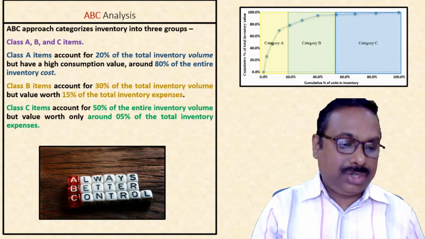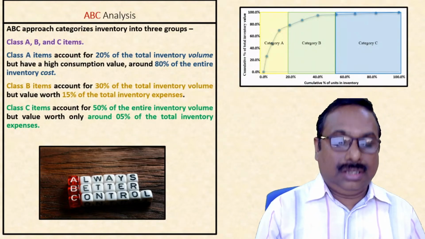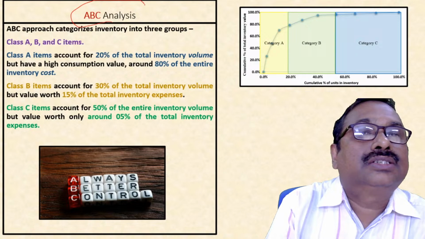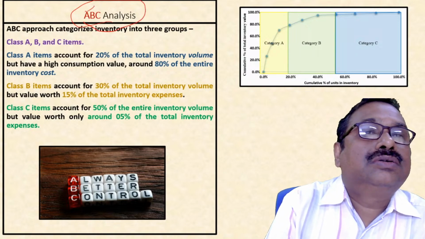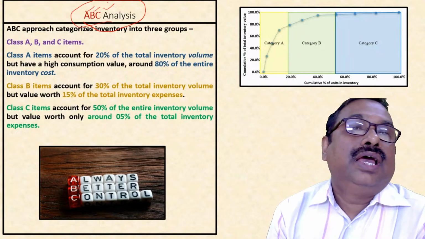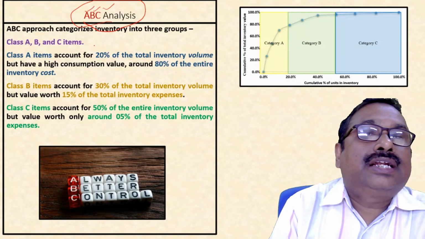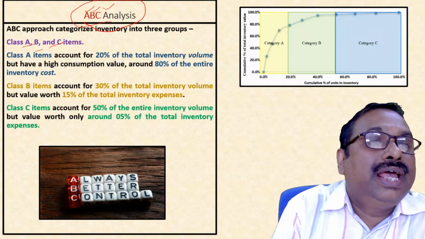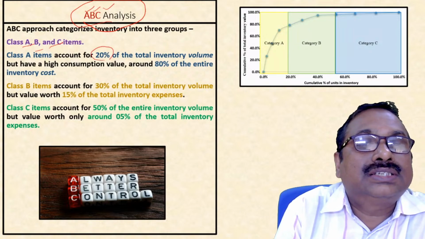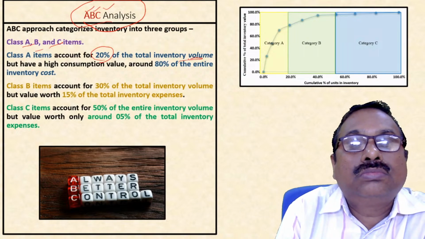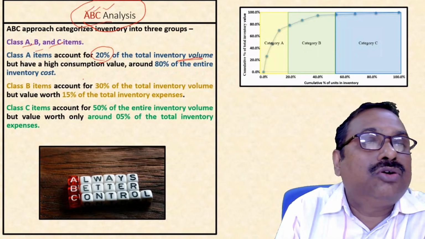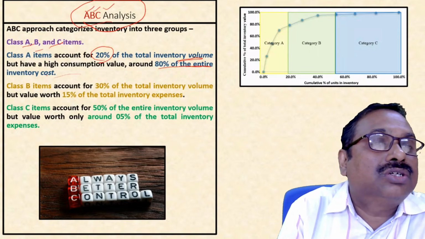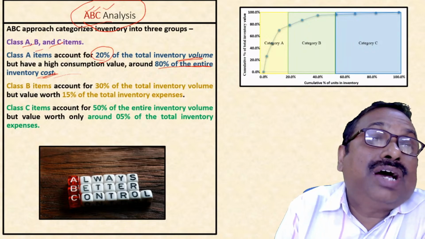Next, coming to the most important part of this session, this is our ABC analysis. Some people call it always better control. The ABC approach categorizes inventory into three groups: A, B, and C. A items account for 20% of the total inventory volume, but have a high consumption value, around 80% of the entire inventory cost. That means these are the vital parts.